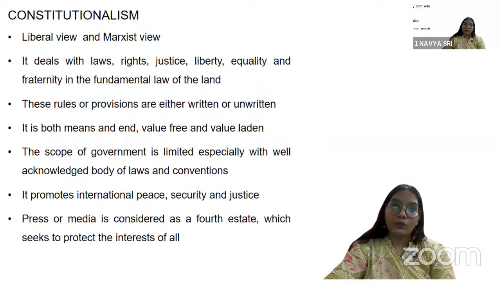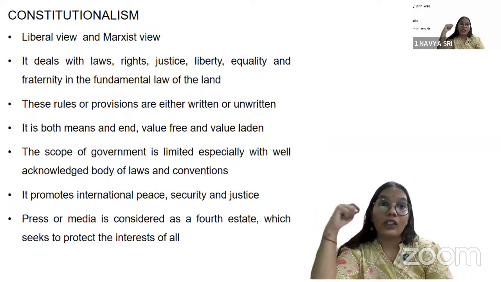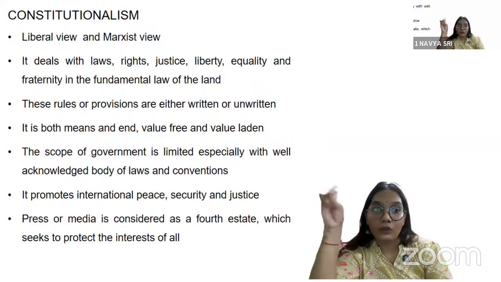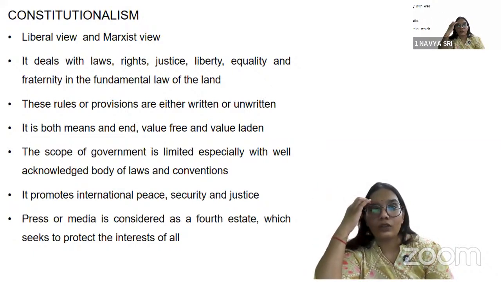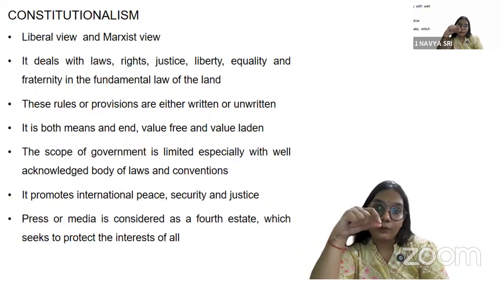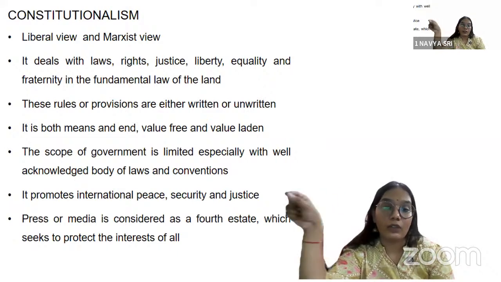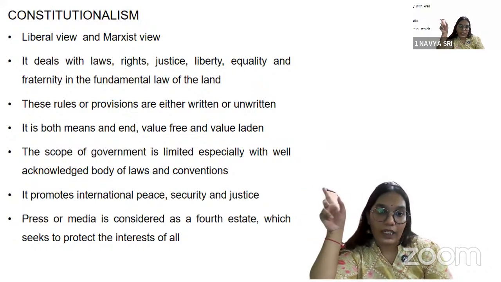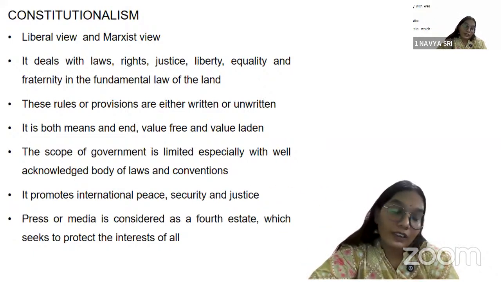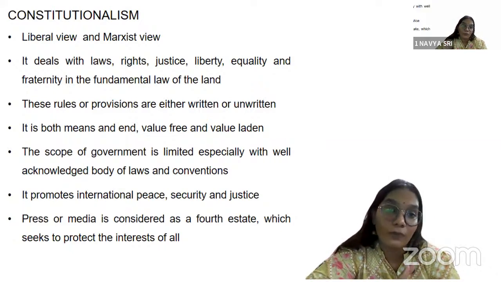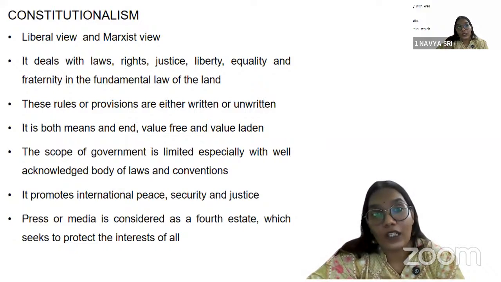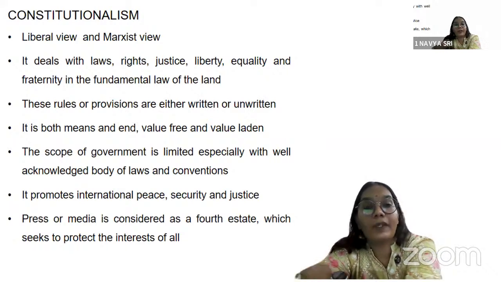The liberal view also considers both means and ends. So it does not focus only on the ends. It also follows the path that has been followed to reach that end, and it's value based, it's value led. So the liberalist view of constitutionalism considers both means and ends, and it is value laden. And these rules need not necessarily be written or unwritten. So this has to be followed no matter what the fundamental law of the land says. And the scope of government is limited, because with an already pre-notified body of documents and provisions, there is no free will of the government to act as such. So the government is limited, since the provisions and the sets are already mentioned in the document.